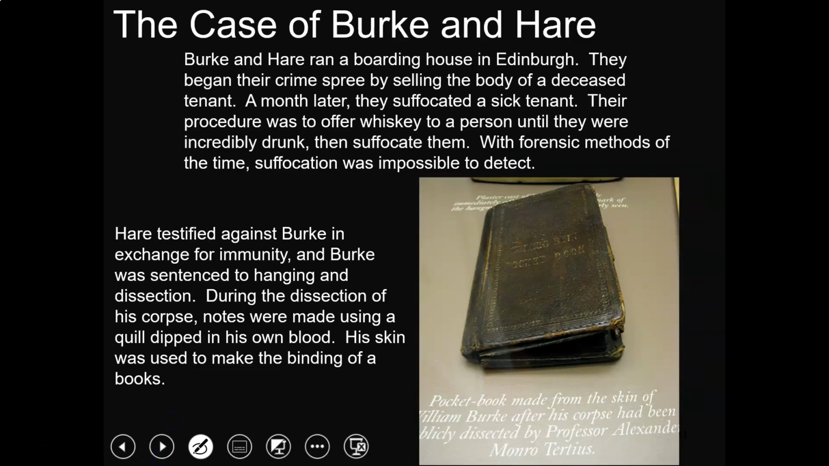Enter Burke and Hare in a boarding house in Scotland, and one of their tenants died. He owed them money. They sold his body to a professor. Gave him like $2 for it. They're like, score. A month later, they had another tenant who was sick. He was probably going to die anyway. They just went ahead and finished him off.